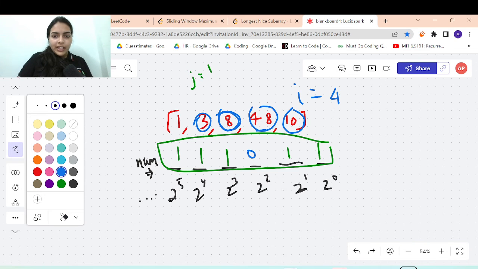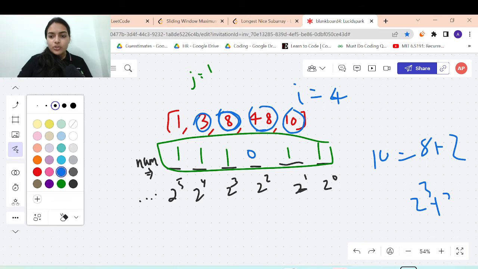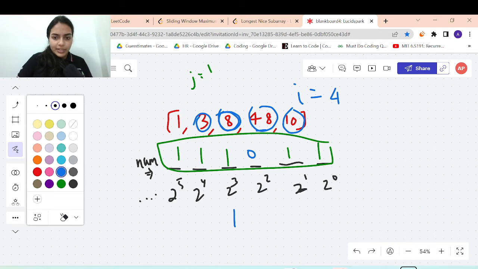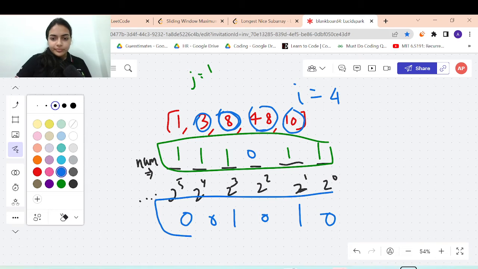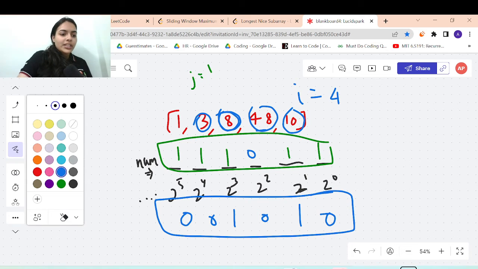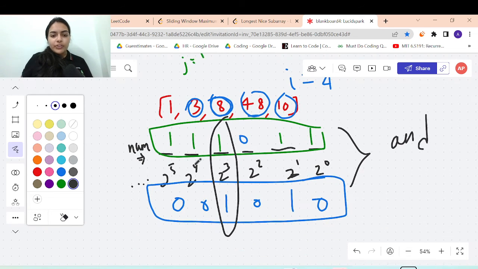Now let's write the binary representation of 10. 10 is 8 plus 2, right? So 2 power 3 plus 2 power 1. So the binary representation of 10 is going to be something like this. Okay, now this is a problem because if you take the AND of these two numbers, what is going to happen here? It is not going to give you a 0 number, right?